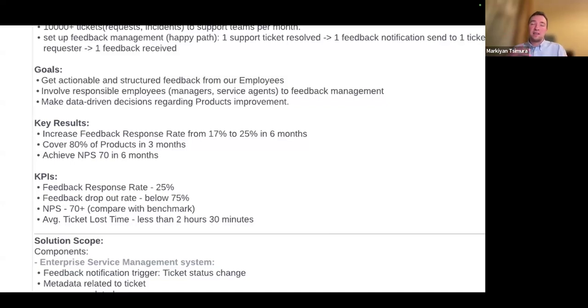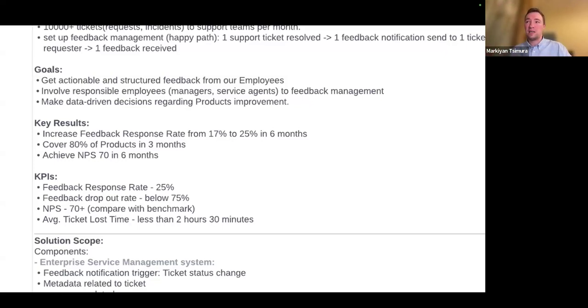And when you have like 10,000 plus user requests per month, and sometimes even more, you've got to make those responsible employees work with your feedback in order to make data-driven decisions regarding product improvements. And there were like 4 or 5 meetings to set up key results: what we wanted to achieve, what response rate we wanted, how many products with the feedback we wanted to cover, what NPS we wanted to achieve. That was the whole story, the work with the KPIs and with the C-level executives on how to implement such things. That is a completely different story and a completely different webinar.